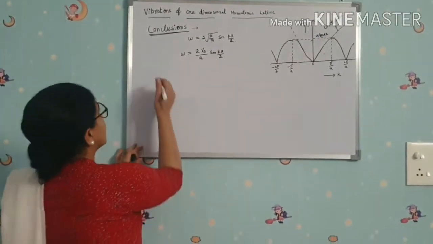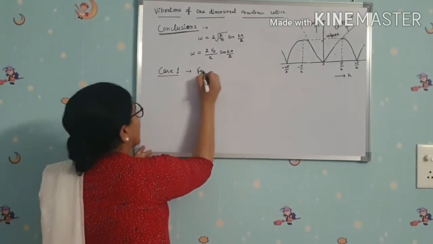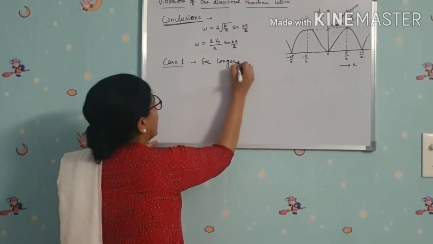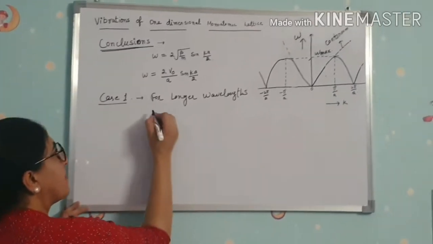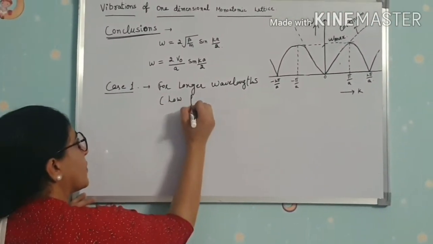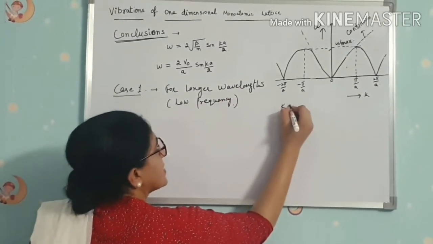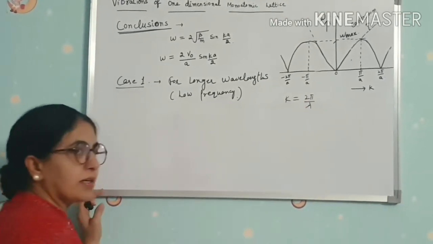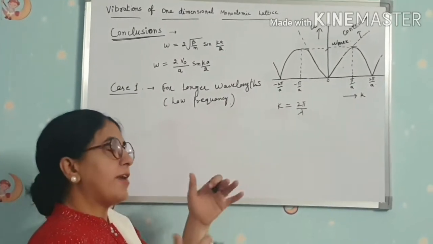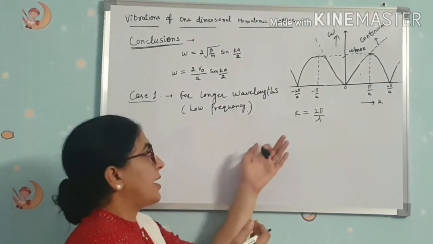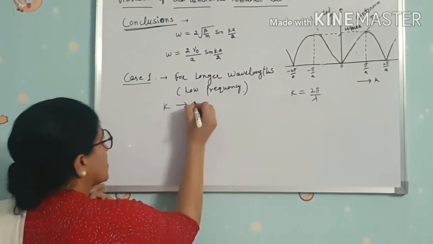So case first, for longer wavelengths, when wavelength is longer, or for low frequency. We know that k is equal to 2 pi by lambda. So when lambda is large, k is small. When lambda is very, very large, approaching infinity, k approaches 0.